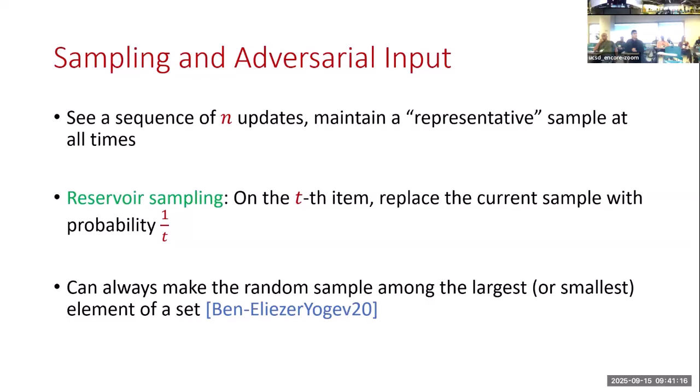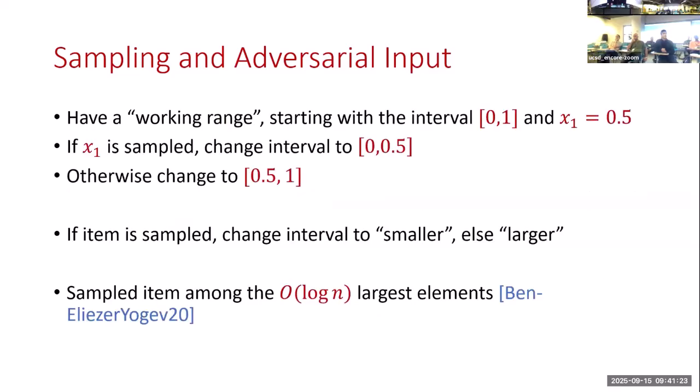But in fact, we noticed that you can always force the random sample to be among the largest elements of the set. The attack is actually pretty intuitive, so let's go over it now. An adversary will have a working range starting with the interval 0, 1. Then the first input to the data set would be 0.5. If you sample this item, then the working range will be changed to the lower half, to 0 and 0.5. But otherwise, if we do not sample it, then we'll change it to 0.5 and 1.